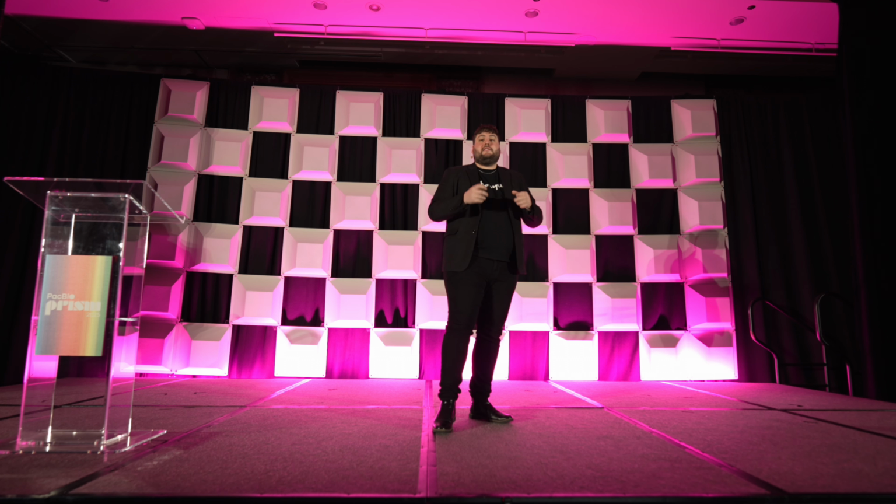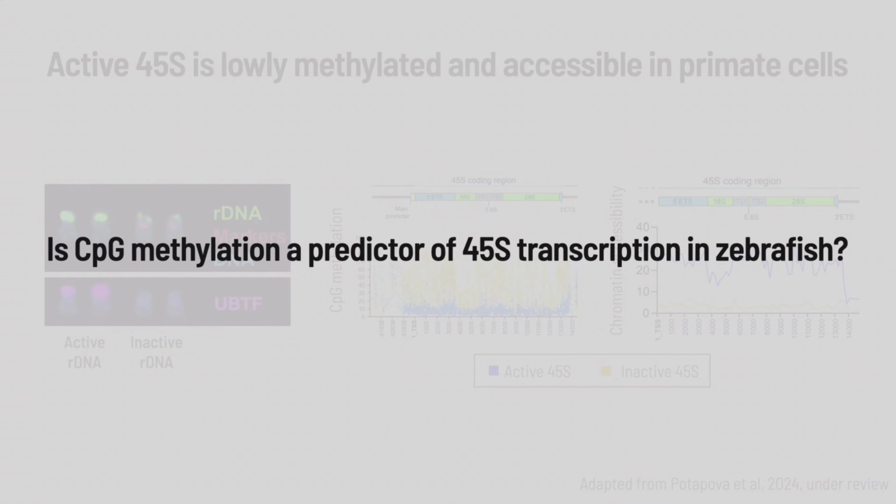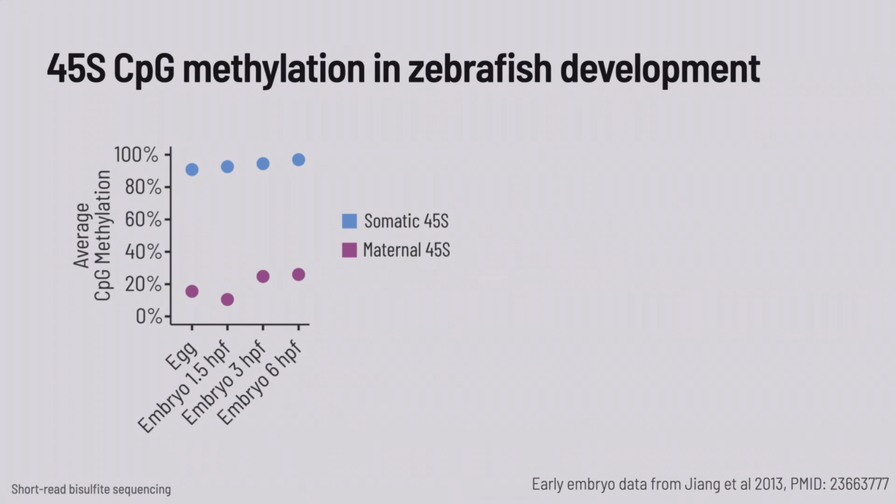So with all of this information that was generated in our lab, we were really interested in exploring how this looked in the Zebrafish system specifically, because this genome needs to accommodate these two kinds of arrays. So we wondered if CpG methylation could be a predictor for 45S transcription in Zebrafish. And to address this question, we started looking specifically at the early embryo with publicly available short-read sequencing data, and this was by bisulfite sequencing.